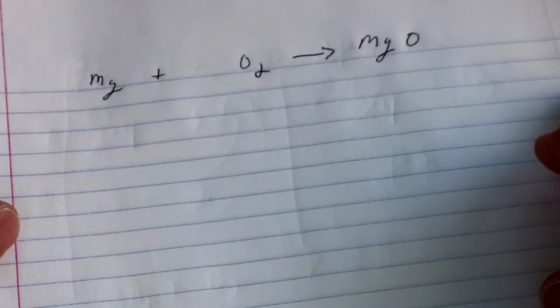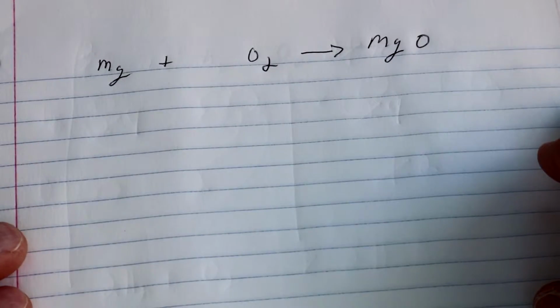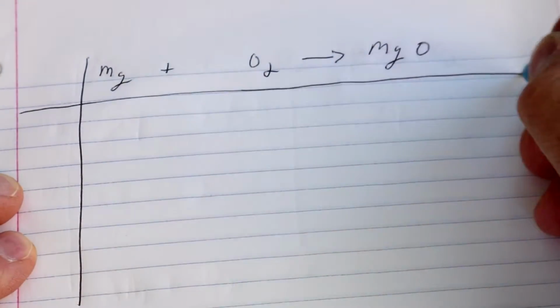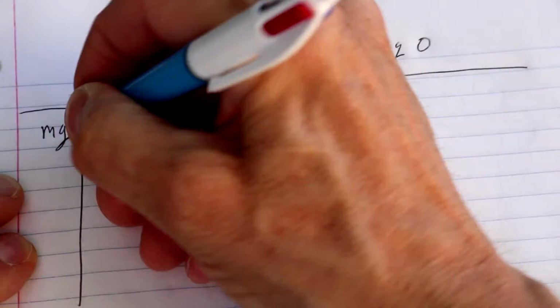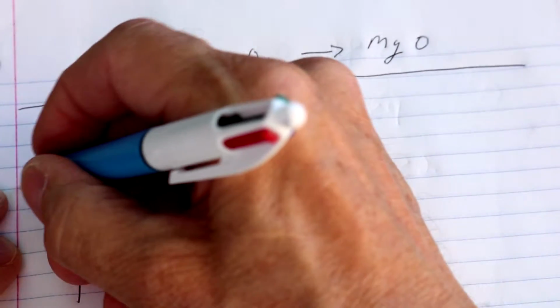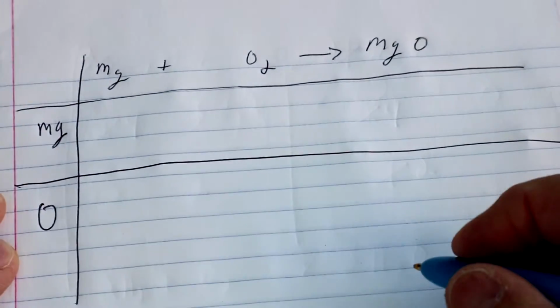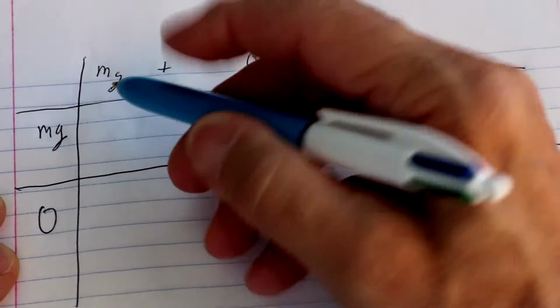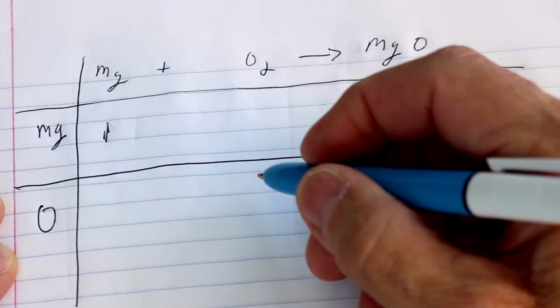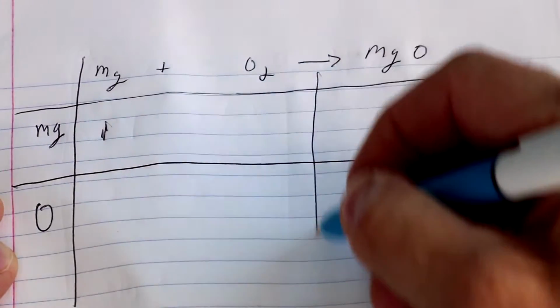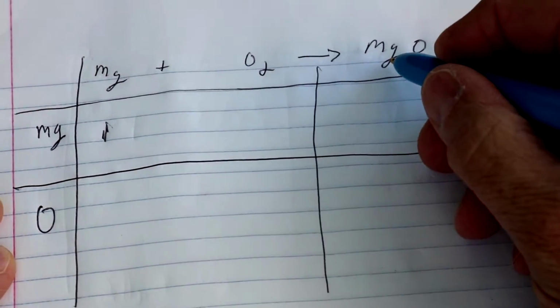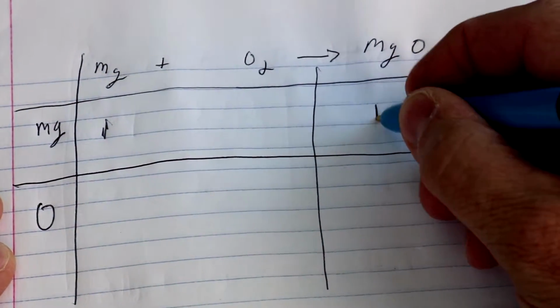Here we have magnesium and oxygen reacting to make magnesium oxide. We'll make our chart like this with the magnesium on one row, and we'll put the oxygen on another row, and we take inventory. Magnesiums, we have 1 magnesium. Oh, don't forget the middle line here. For magnesium on this side, there's only 1.